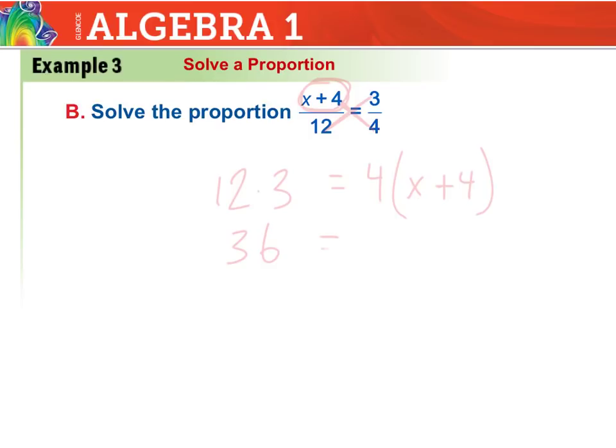All right, 36, a little bit of distributive property. There we go. We'll subtract 16 from both sides, and that should give me 20. And then we divide by 4, and I get 5. All right, moving on.